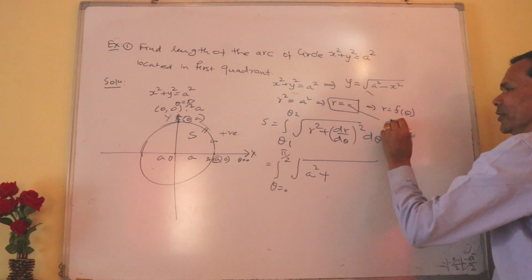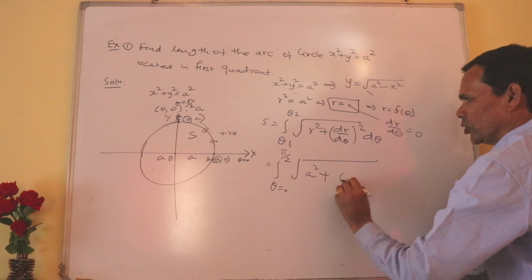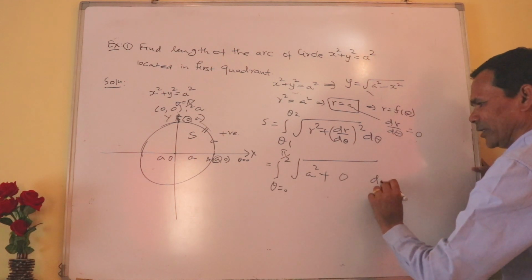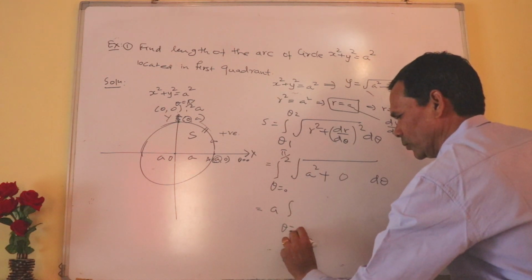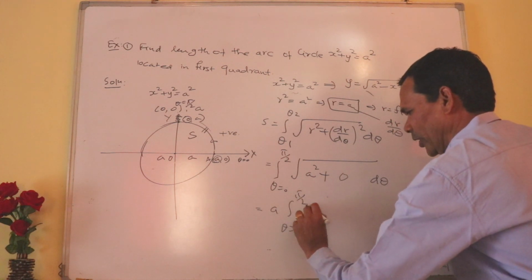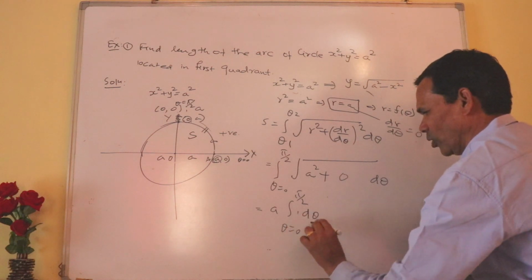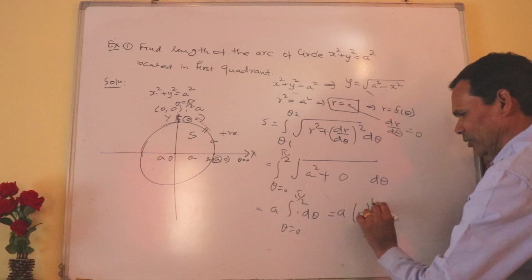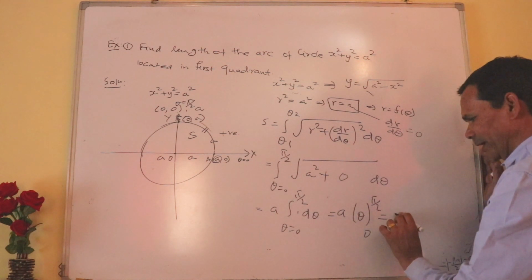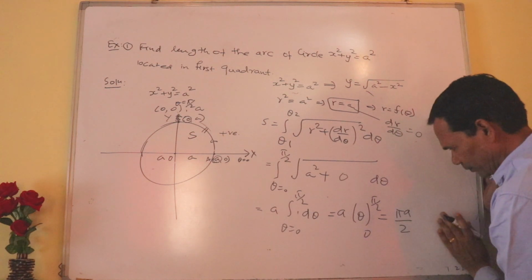you try to find out this dr by d theta. This would be 0. So it is 0 here into d theta. So we'll get this as integral of a d theta from 0 to pi by 2. So integration of this is a theta, limits applied 0 to pi by 2. So you are getting this as pi a divided by 2.